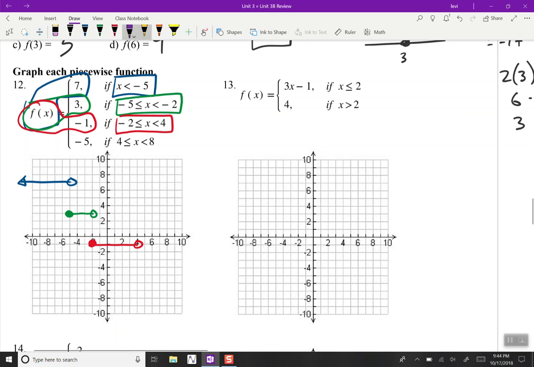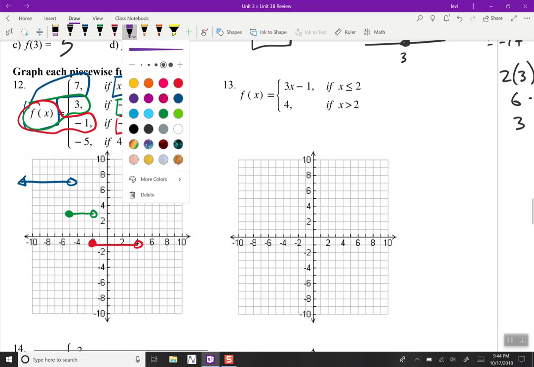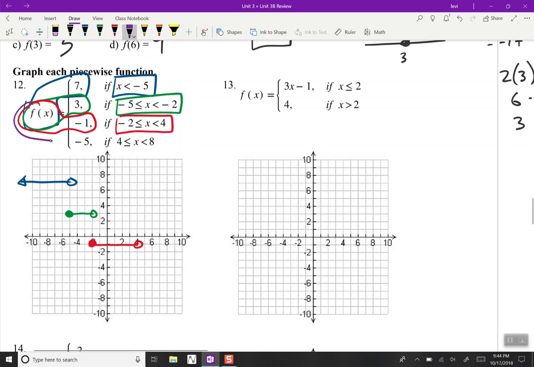And our last one, f of x equals -5, right? But we want from 4 to 8, so from here to there is all we want. So we'll erase this, -5 from 4 to 8, right there. At 4 we've got the equal symbol, so a closed circle. At 8 we don't have the equal symbol, so it's an open circle.